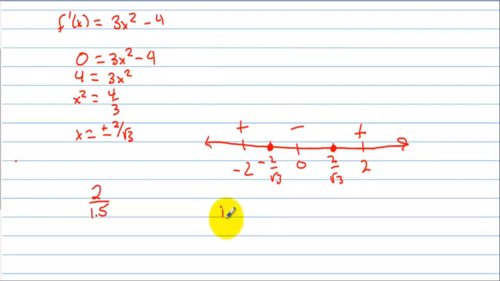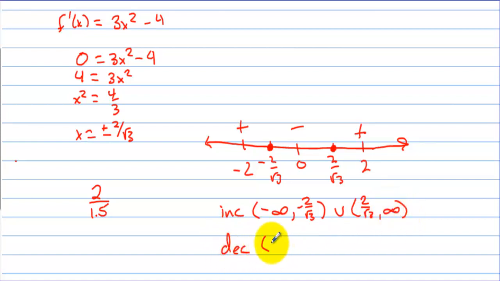So this function is increasing from -infinity to -2 over square root of 3, and also from 2 over square root of 3 to infinity. This function is decreasing from -2 over square root of 3 to 2 over square root of 3. If they ask, how do you know that, or explain or justify your answer, you'll say f prime on this one is greater than 0, and f prime for here is less than 0.